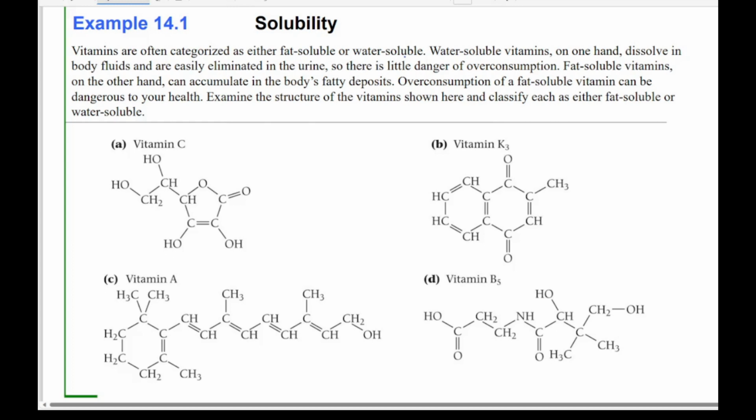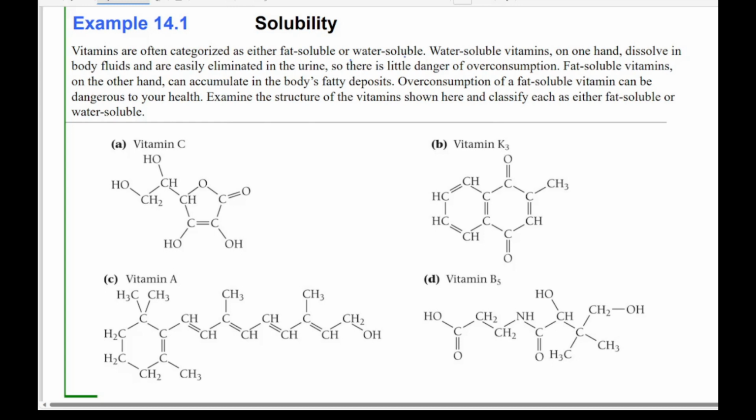Vitamins are often categorized as either fat-soluble or water-soluble. Water-soluble vitamins, on one hand, dissolve in body fluids and are easily eliminated in the urine, so there's little danger of overconsumption. Fat-soluble vitamins, on the other hand, can accumulate in the body's fatty deposits. Overconsumption of a fat-soluble vitamin can actually be dangerous to your health. Examine the structure of the vitamins shown here and classify each as either fat-soluble or water-soluble.